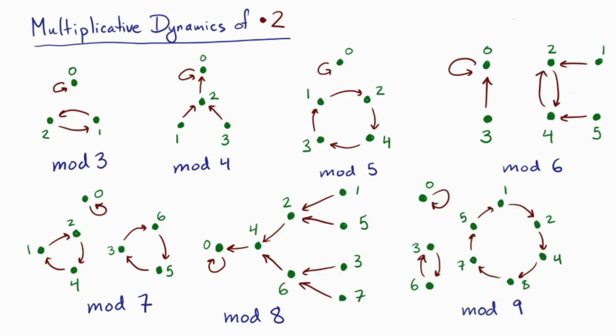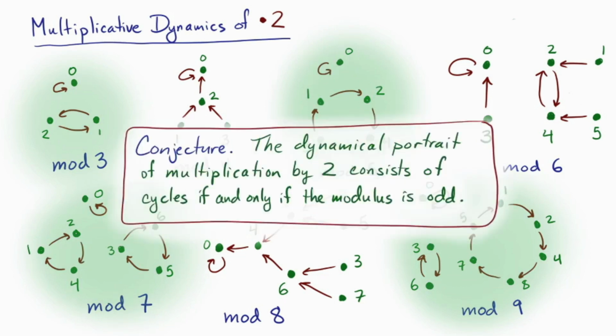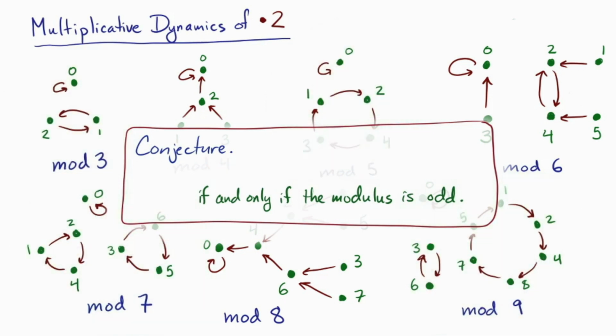Let's point out a few intriguing things. First, when is it all cycles? Remember, this is the same as asking when the function is bijective. So taking a look at this data, it looks like it happens for the odd moduli. So, conjecture. The dynamical portrait of multiplication by 2 consists of cycles if and only if the modulus is odd. All right. Using the relationship to bijectivity, we could actually rephrase this in terms of bijectivity.